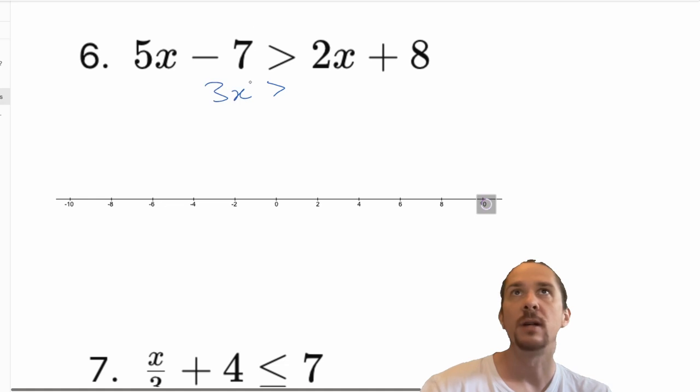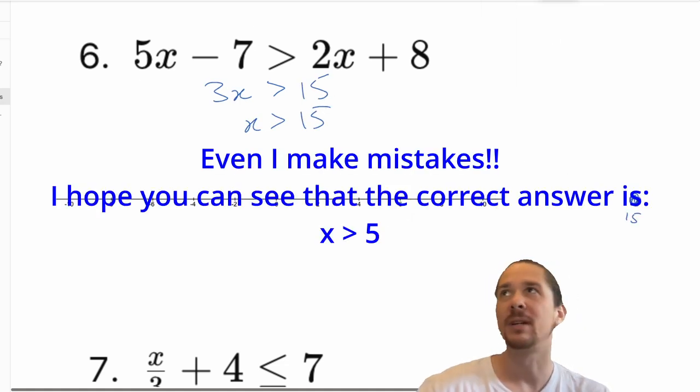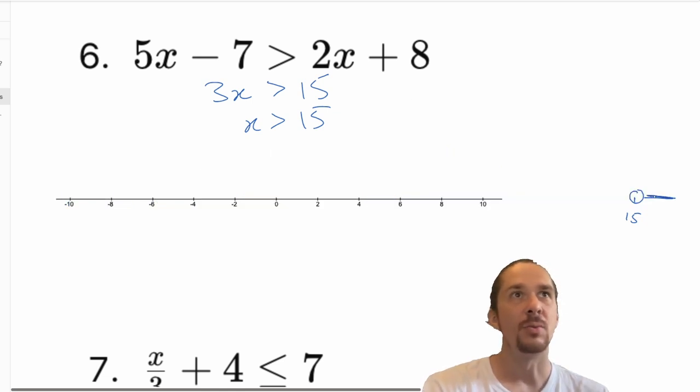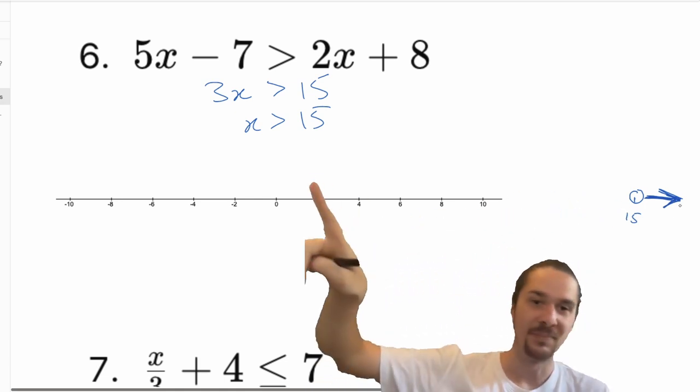Subtract 2x from each side and add 7 to each side, and that gives us that x is greater than 15. Put a circle there, but I should make sure that it's not filled in because there is no equal sign, and x is greater than 15, so I'll put this arrow to show that anything in that direction is okay. Now you cannot give your answer like this on a test.